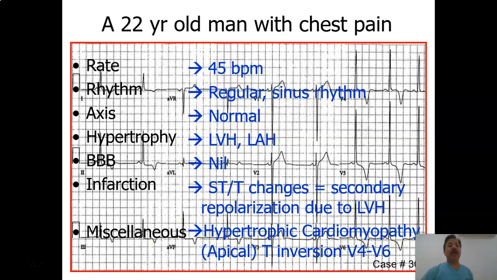So sinus bradycardia is there. Normal axis, left ventricular hypertrophy is obvious, left atrial hypertrophy is a question mark. Bundle branch block is not seen, and there are ST segment changes, and these are secondary to the repolarization changes due to the left ventricular hypertrophy. This patient has apical hypertrophic cardiomyopathy, as evidenced by the deep T wave inversions in V4, V5 and V6.